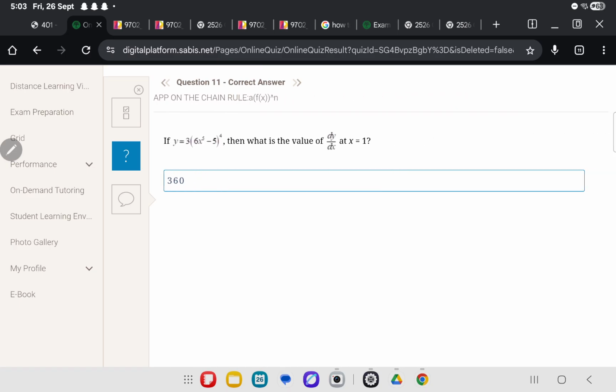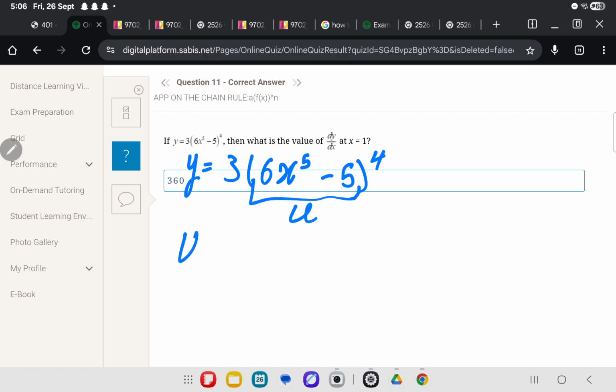Okay, this is also an example of the chain rule, except with the constant. So, y equals 3 times (6x to the power of 5 minus 5) to the power of 4. Okay, so this is going to be u, right? So it's going to be y equals 3u to the power of 4.